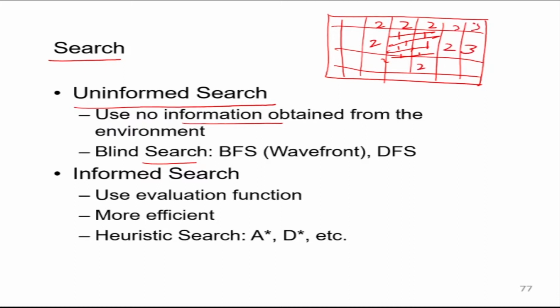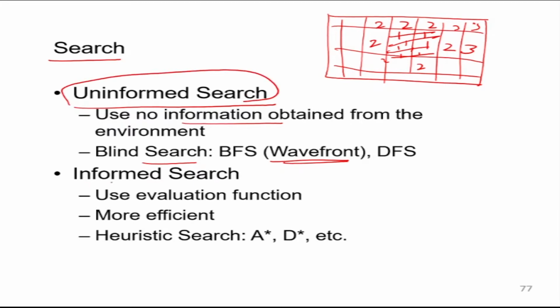So in this case the search is propagating, like a wavefront. That's where the name comes from, and it's a blind search. It doesn't know what other obstacles are on the way, where the goal is, or where the start point is. It simply searches like a wave which is expanding from one point and going in all directions. So that is uninformed search.